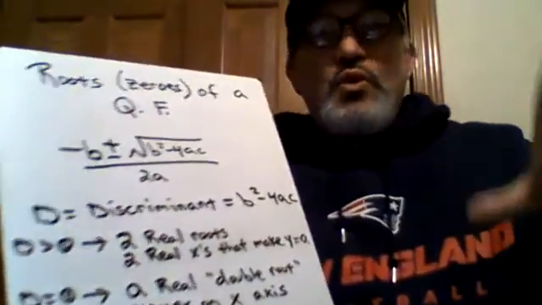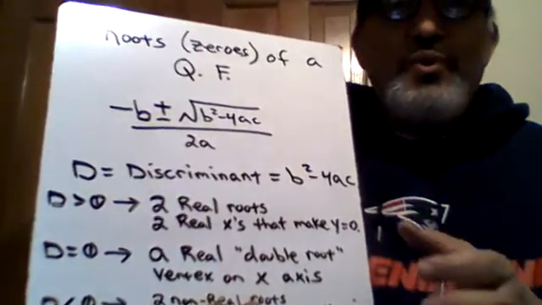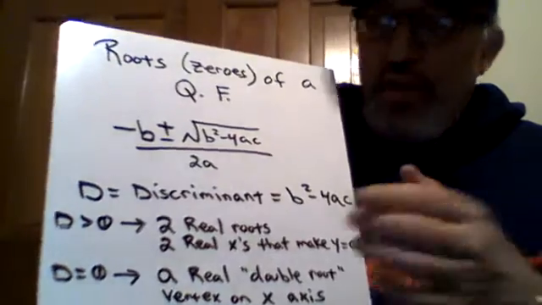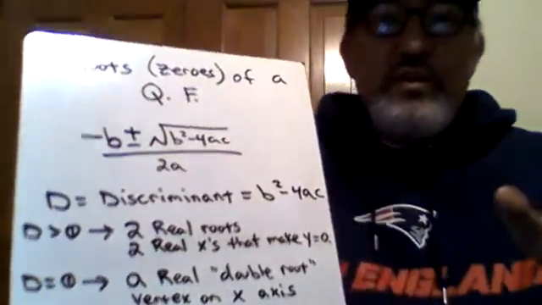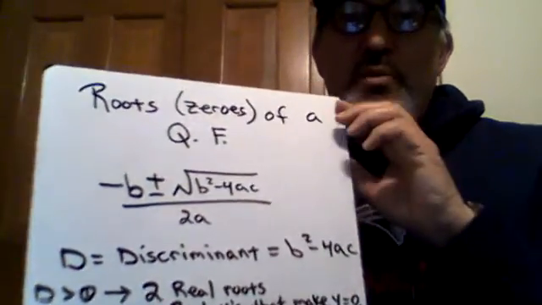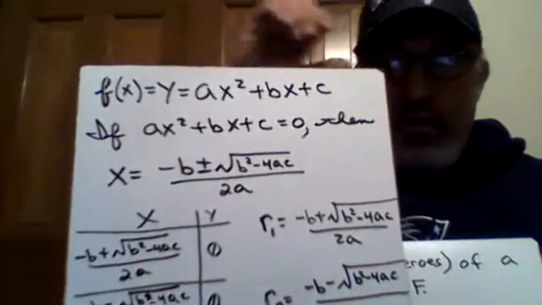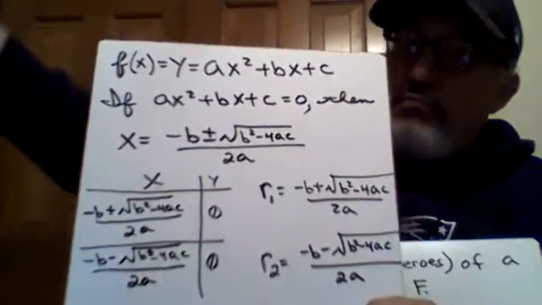So when the discriminant is 0, we call it a double root. The reason we call that a double root is because of the fundamental theorem of algebra. The fundamental theorem of algebra says that an equation of degree n will have n solutions within the complex numbers. The complex numbers are the numbers that include reals and non-reals.